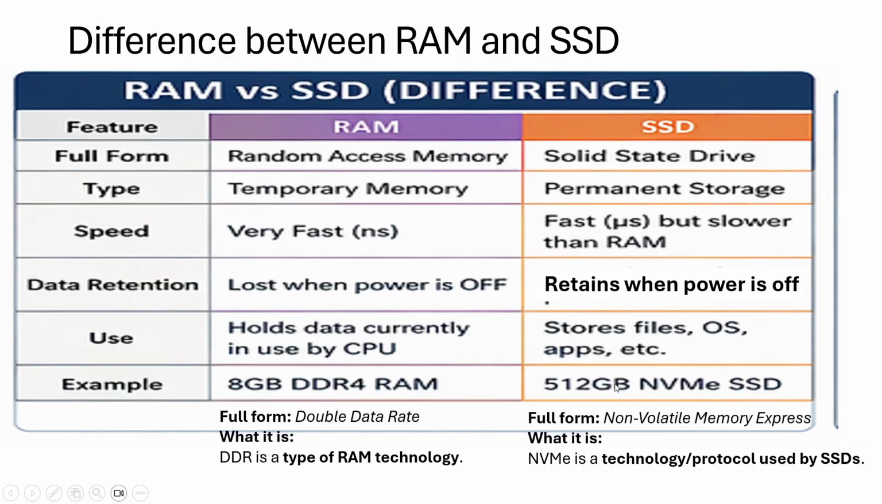Okay. So now moving on to the next slide, which is the difference between RAM and SSD. The full form of RAM is random access memory and SSD is solid state drive. RAM is a temporary memory. So as soon as the power is off, whatever data is in that memory will be lost. Okay. So data retention is temporary. A solid state drive retains the data even when the power is off. The speed of RAM is very fast, nanoseconds. SSD also is fast, microseconds, but slower than RAM.